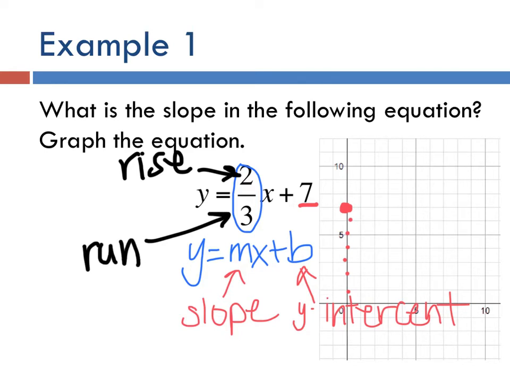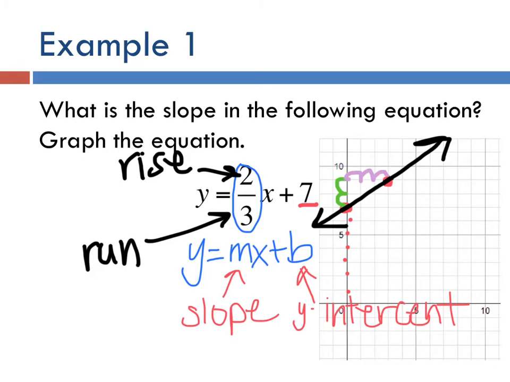So how many steps do you go up? You go up 2. 1, 2. How many steps do you go to the right? You go 3 to the right because it's positive. 1, 2, 3. And that's our next point. So to draw the line, all you have to do is connect these two dots and you get something like that.